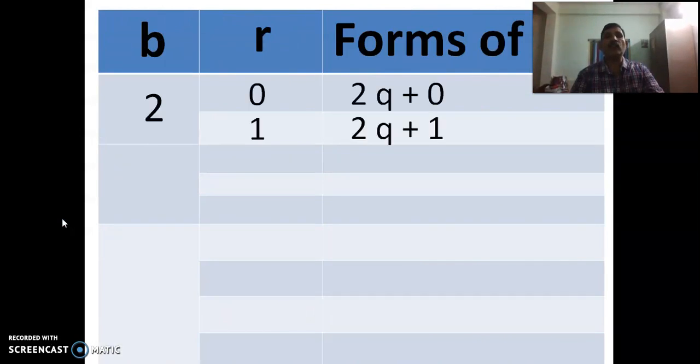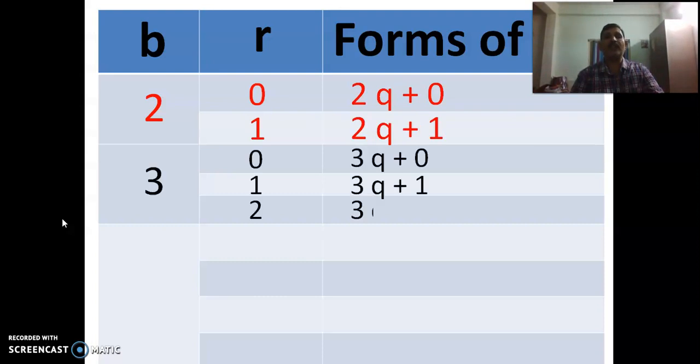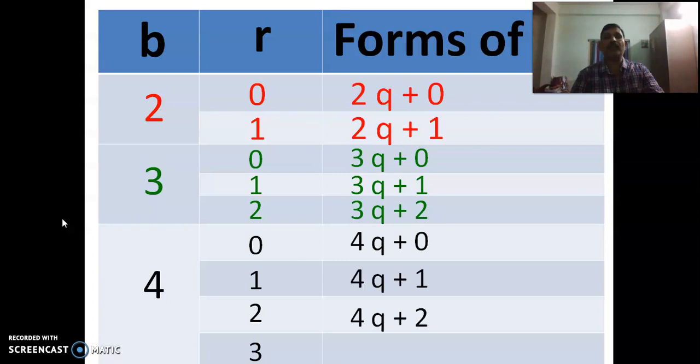When it is 2, we have two possible remainders 0, 1. Then the forms of a are 2q plus 0, 2q plus 1. For 3, we have 3 possible remainders 0, 1, 2, and the forms are 3q plus 0, 3q plus 1, 3q plus 2. Means numbers leaving remainder 0, numbers leaving remainder 1, numbers leaving remainder 2. Likewise, for 4, we have 4 possible remainders 0, 1, 2, 3. So the forms are 4q plus 0, 4q plus 1, 4q plus 2, 4q plus 3.